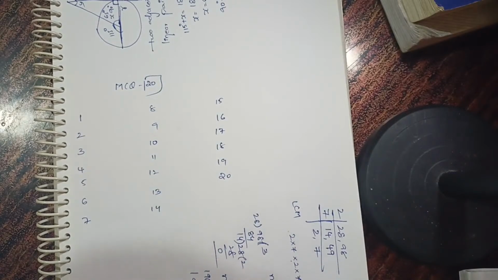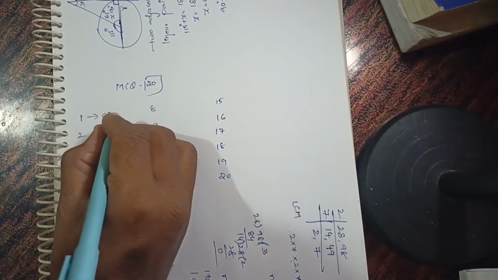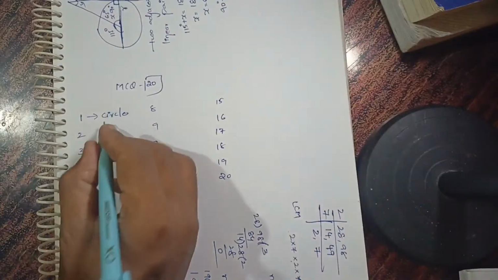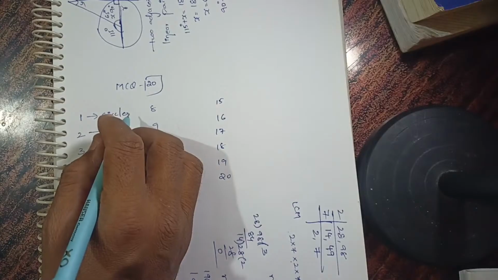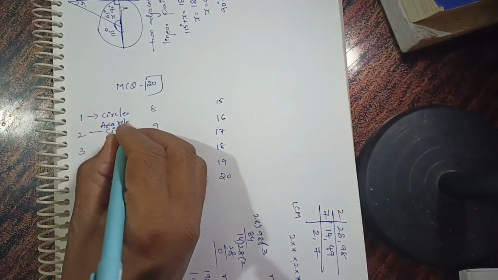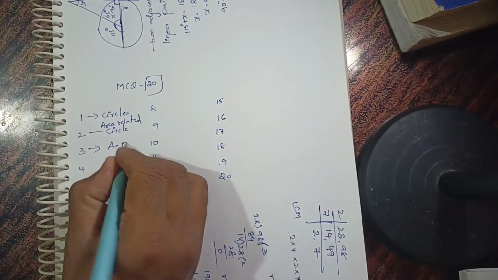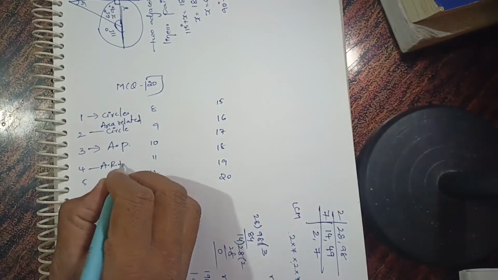The first question is tangents. Tangents is nothing but circles. The first chapter we got the MCQs from is circles. The arc of wire subtended at the center of the circle, so this is also covered from circles. Arc is nothing but area related to circles. Second one, the arithmetic, so the third question is from arithmetic progression. The fourth question is also from area related to circles.